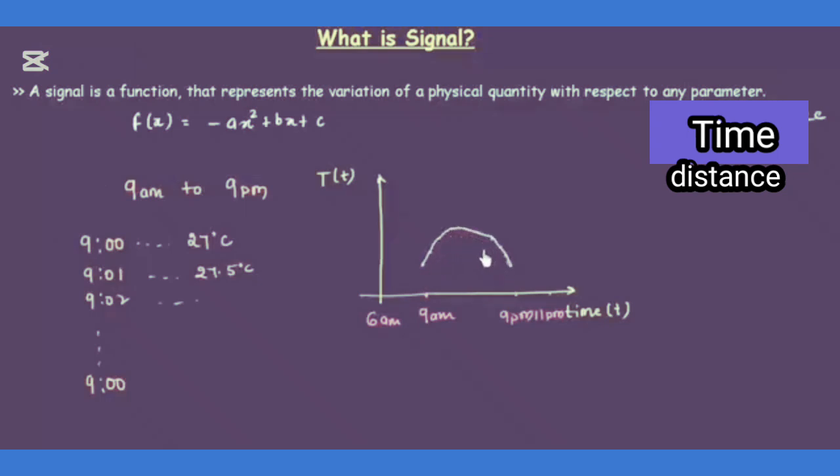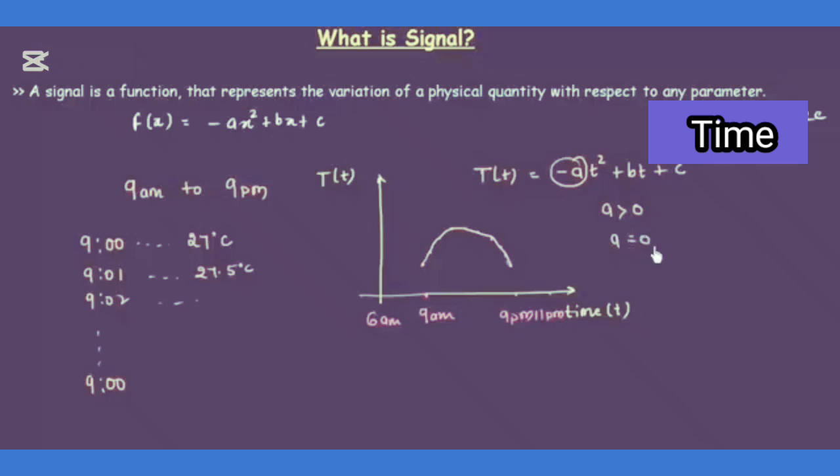So this particular function is a downward parabola, and it has an equation like -at^2 + bt + c. This minus of a shows that we will have a downward parabola, and there is one condition for that: a must be greater than 0. If a is equal to 0, we will have a straight line because T will be equal to bt + c. This is the equation of a straight line, y = mx + c, where c is the intercept. And if a is less than 0, we will have the upward parabola.